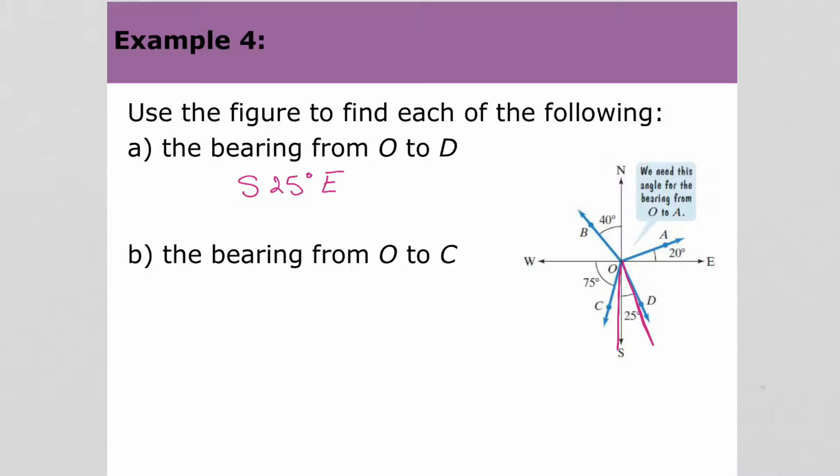Part B wants the bearing from O to C. So that's this angle. Now this one's a little bit different because we don't have this angle here, but we can find it. We've got a right angle where this is 75, so we can find this angle just by subtracting. 90 minus 75 is 15. So this angle is 15. And now we've got all we need to know. So the bearing is south 15 degrees west.